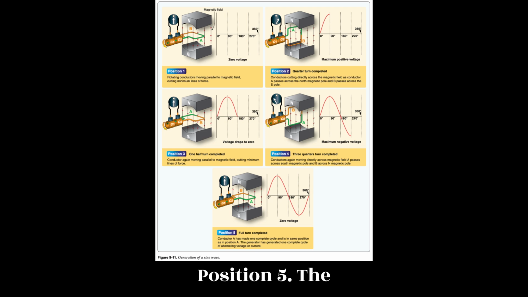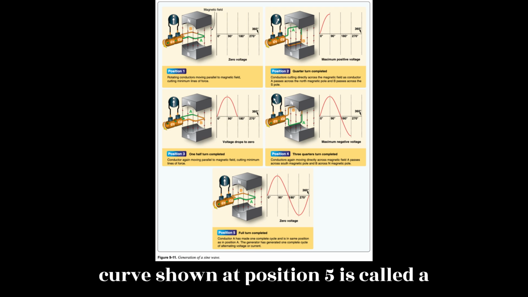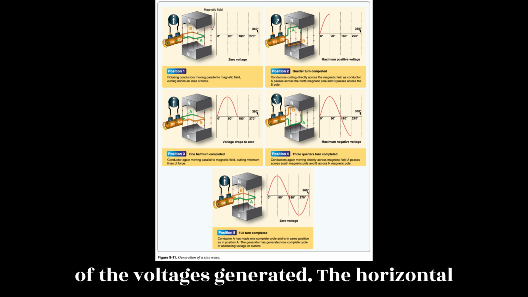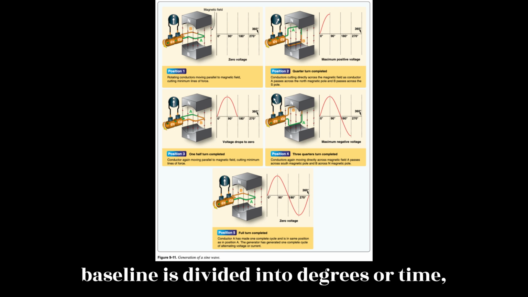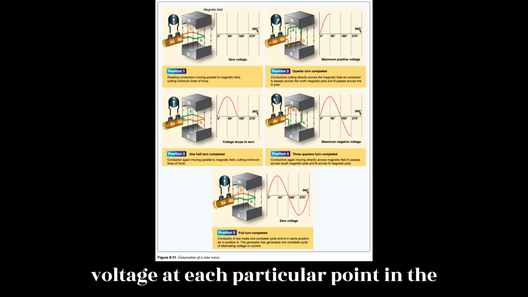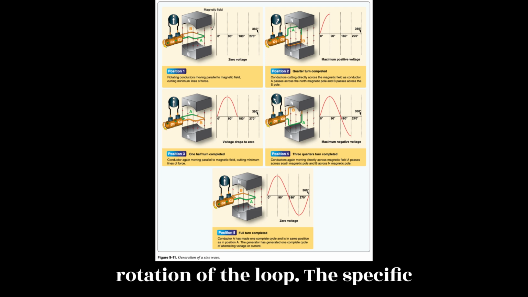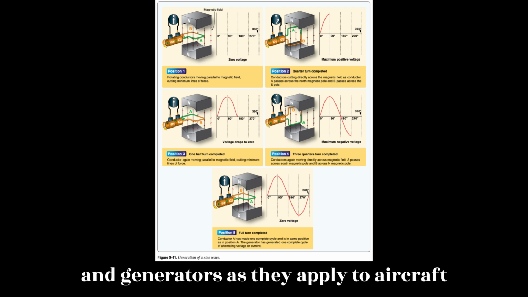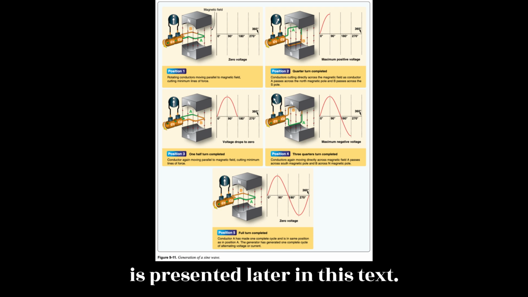Position 5. The curve shown at position 5 is called a sine wave. It represents the polarity and the magnitude of the instantaneous values of the voltages generated. The horizontal baseline is divided into degrees, or time, and the vertical distance above or below the baseline represents the value of voltage at each particular point in the rotation of the loop. The specific operating principles of both alternators and generators as they apply to aircraft is presented later in this text.